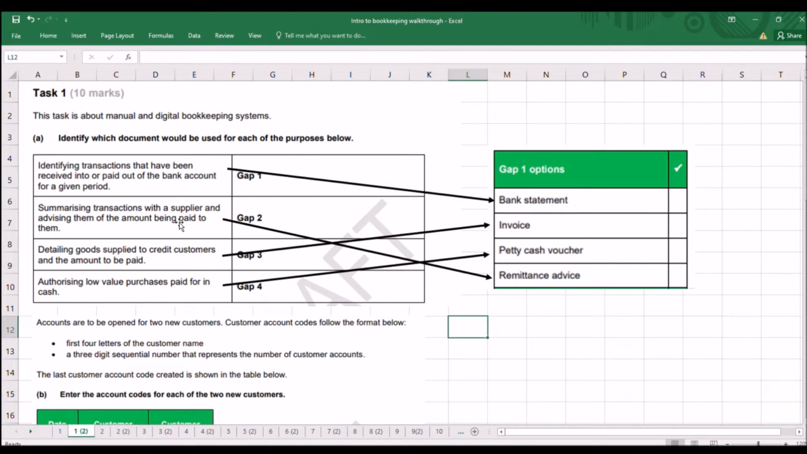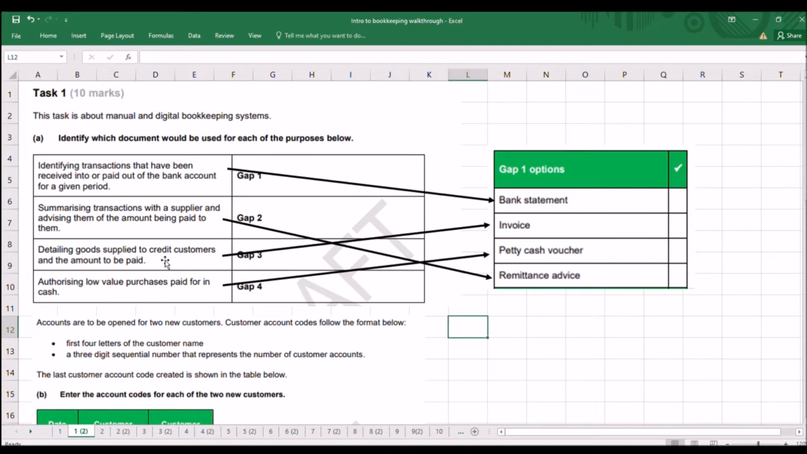Summarising transactions with a supplier, and advising them of the amounts to be paid to them. So the amounts that we're going to remit to them. So that's a remittance advice. This is the customer saying, I've paid this amount, and it's made up of these invoices and these credit notes. If it was the other way around, and it was the supplier saying, you owe us this money, and it's made up of these invoices and credit notes, that would be the supplier statement. But in this instance, it's the remittance advice.